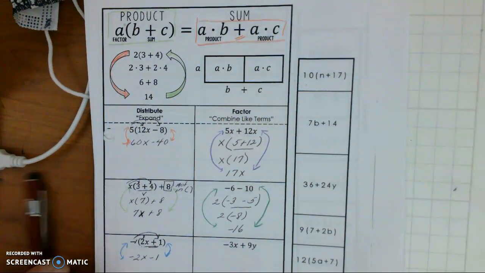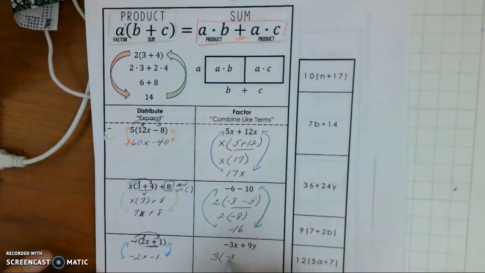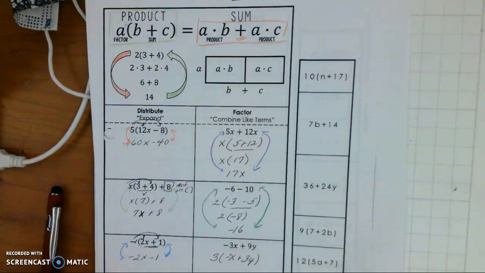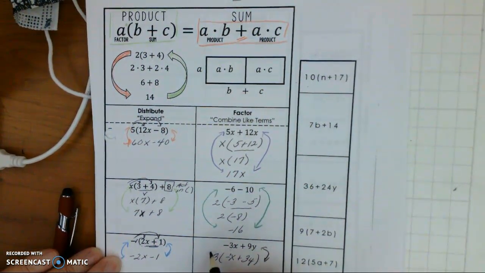Now the next one, the greatest common factor here that we can use is 3. So we multiply 3 times negative x plus 3y. If we multiply, there is considered to be a 1 in here. So 3 times negative 1 is negative 3x, and 3 times 3 is 9, so it's 3y. Again, we have another set of equivalent expressions.